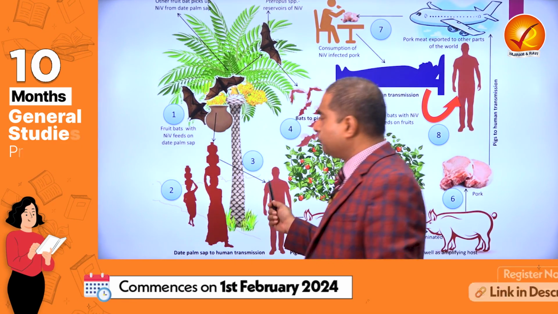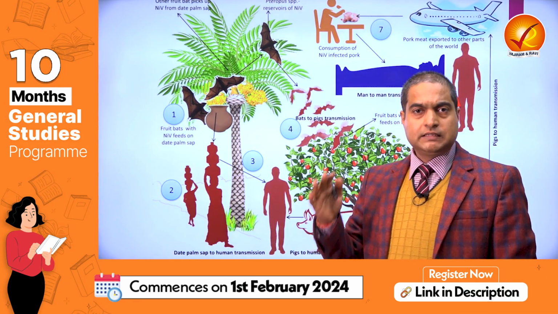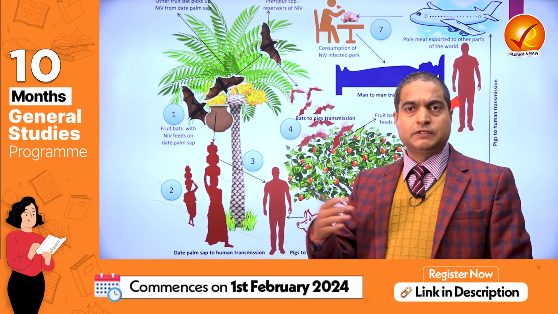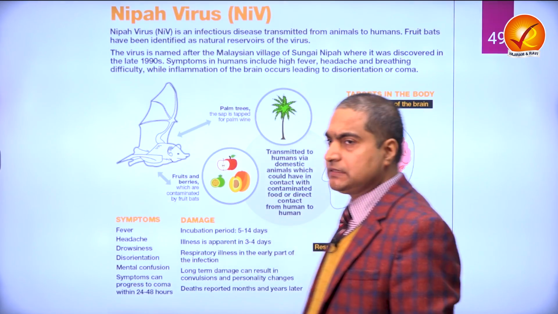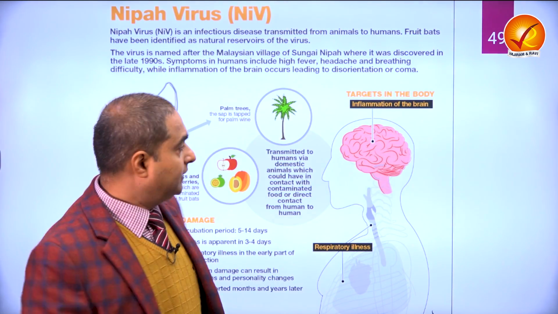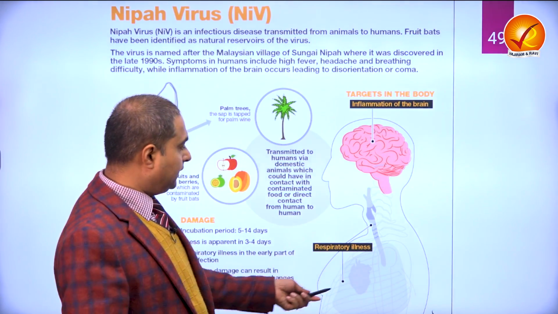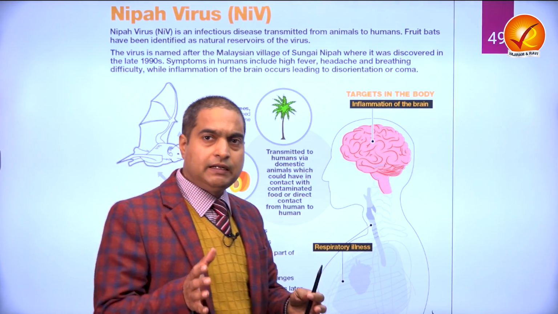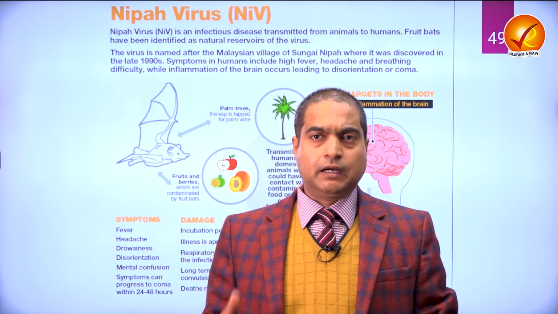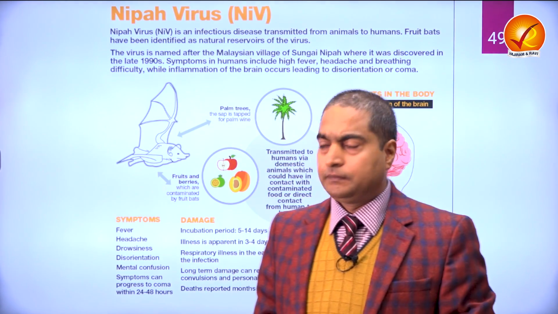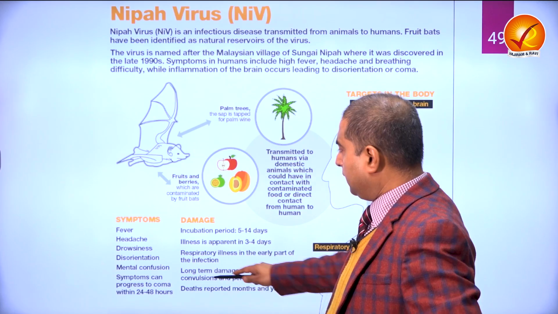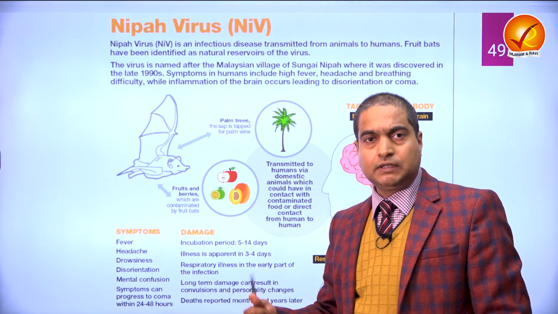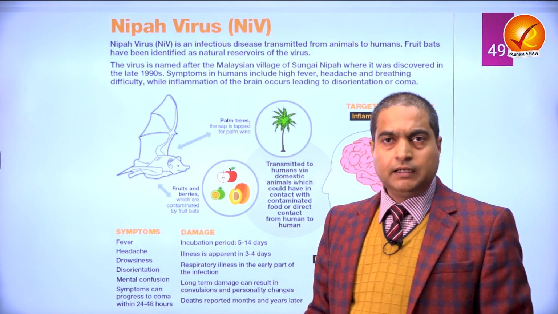So consideration should be given while establishing pig farming in areas where there is a natural presence of the pteropus bats. In terms of signs and symptoms, we discussed involvement of respiratory illness, the lungs here, involvement of the brain also, encephalitis, and encephalitis results in the symptoms of drowsiness, disorientation, mental confusion. These are the typical symptoms. It can also result in seizure and even coma and death.